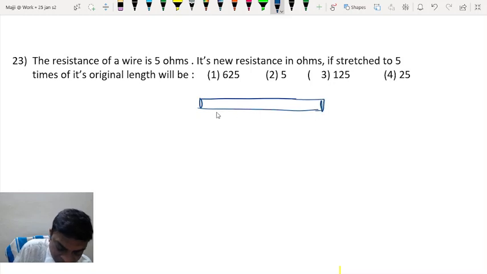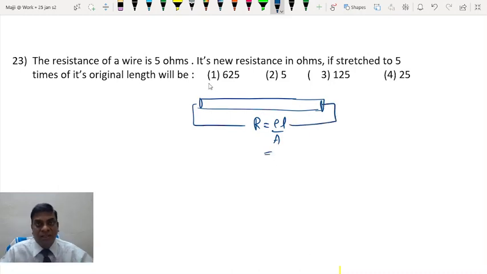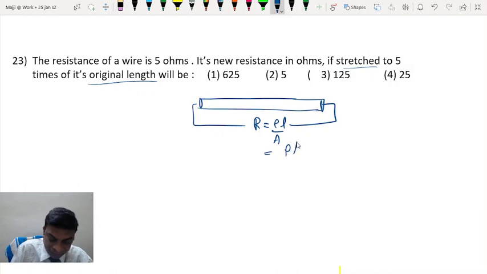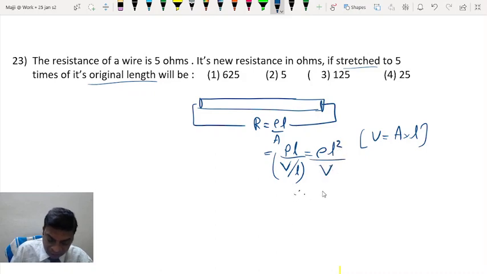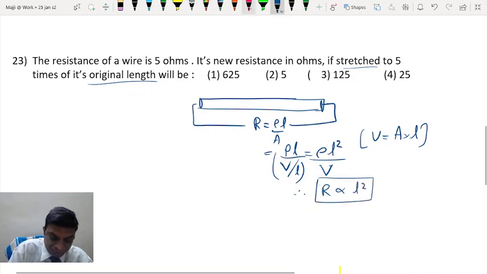Now, for a prismoidal structure, resistance between the end faces is given by rho L by A. Since here the same wire is stretched, the volume remains constant and we have complete information regarding the new length. So we can replace the area with volume by length. For any prism, volume is equal to cross section area into length. So we have rho L square by V. So here you can see resistance varies directly as square of the length because rho and V remain constant here.